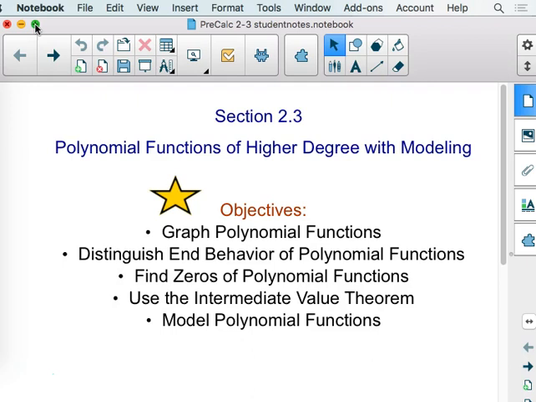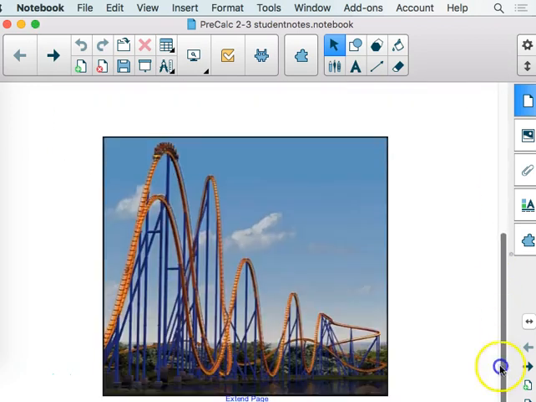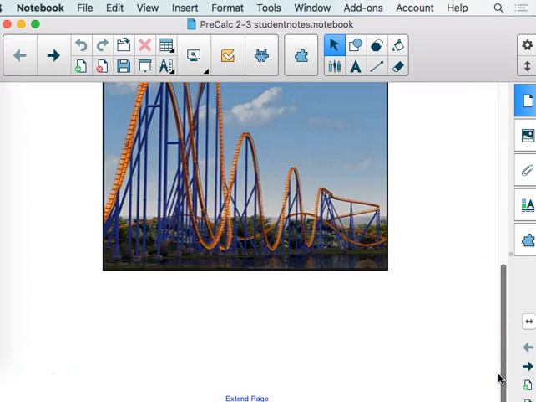That'll be either tomorrow or after our big Thanksgiving break. And then model polynomial functions, the word problems. That we probably won't get back to until after Thanksgiving break. But those are our objectives. And what's up with that picture?